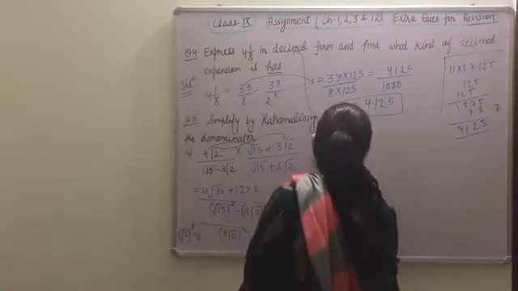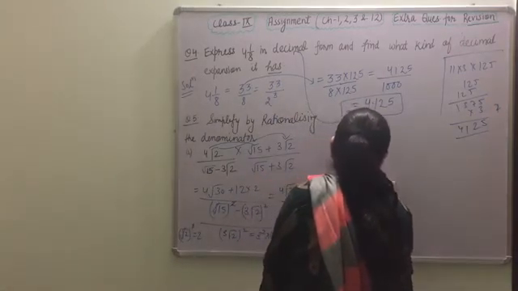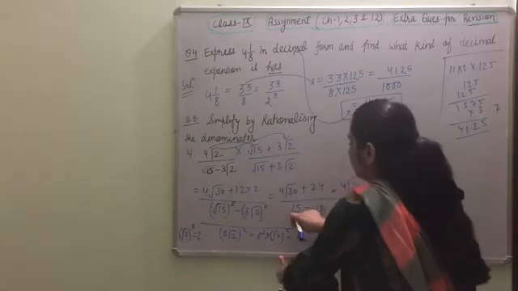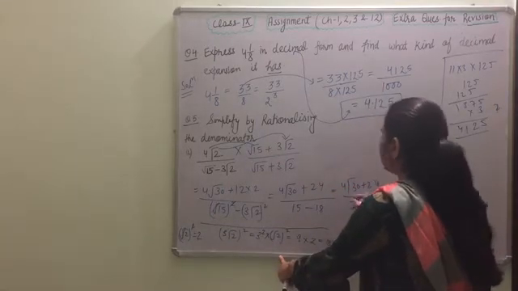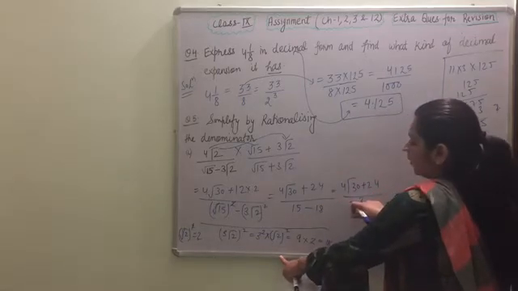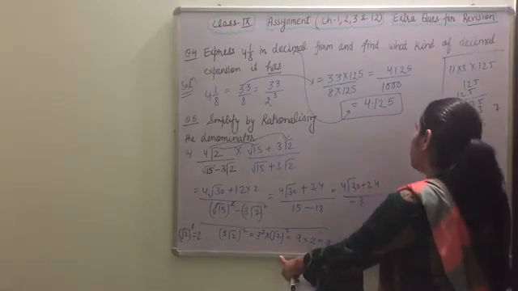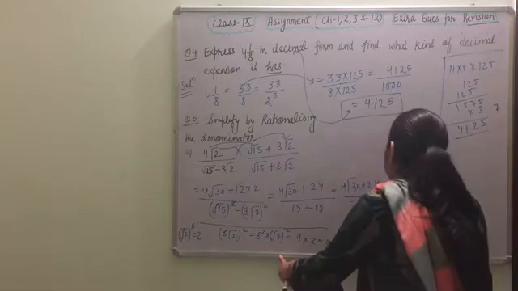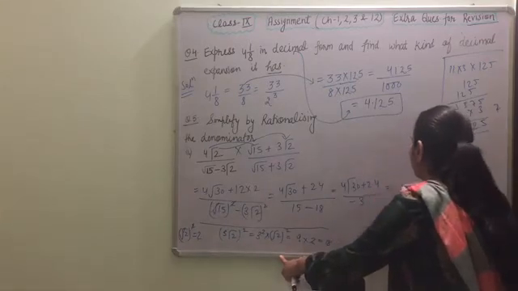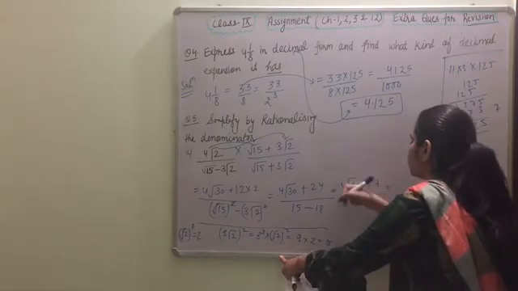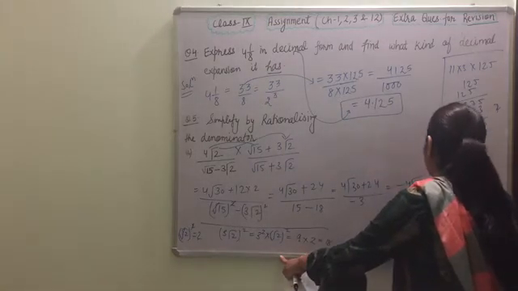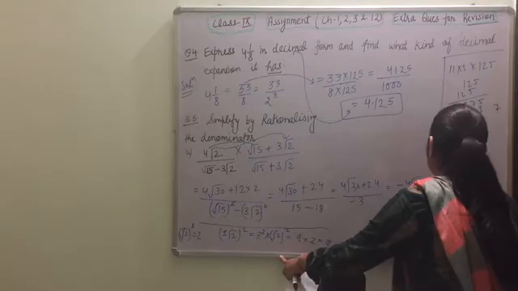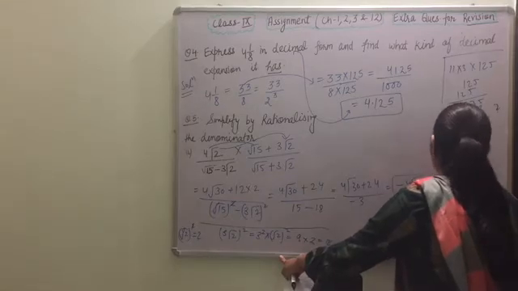4 root 30 plus 24 divided by minus 3, since positive into negative gives minus. Here the negative sign is with the denominator. We can apply this negative sign with the numerator. We'll shift this negative sign to the numerator, which gives us 4 root 30 minus 24 divided by 3. This is the final answer.